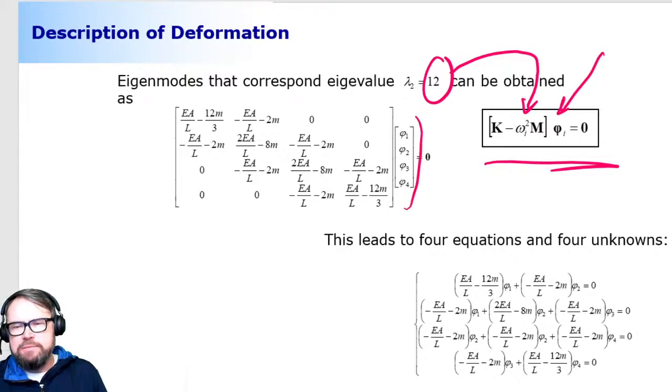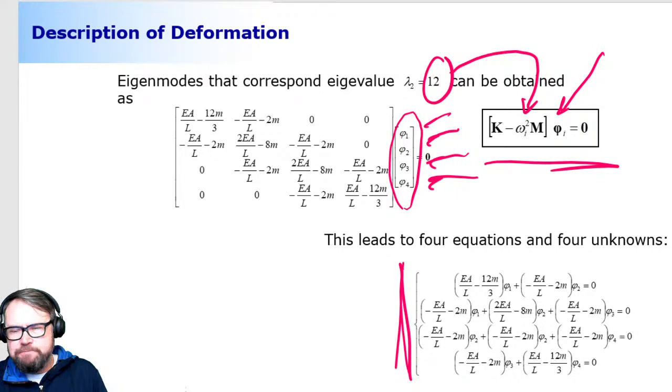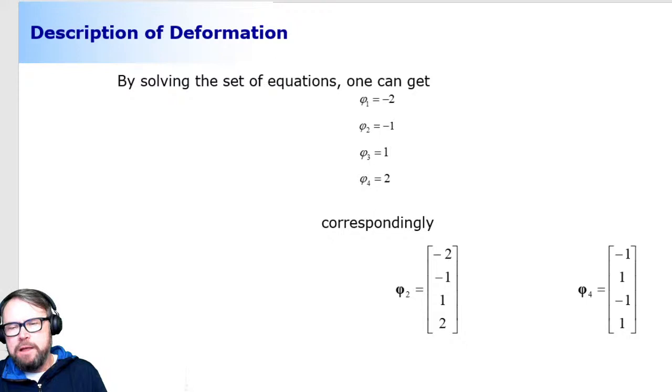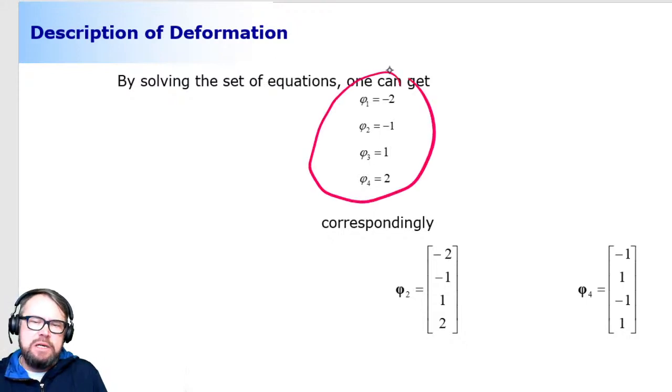It's going to be a system of 4 equations, 4 unknowns, because these are referring to my nodal degrees of freedom. These 4 equations that I need to solve are going to look like that. So it's going to be a system of algebraic equations. And once I solve these unknowns, I will get the relative motion, the way the structure can deform.